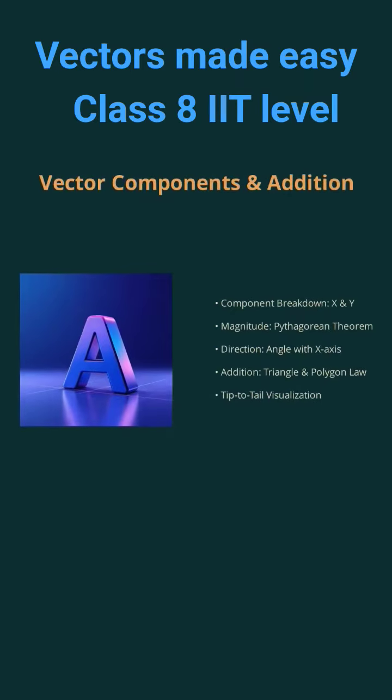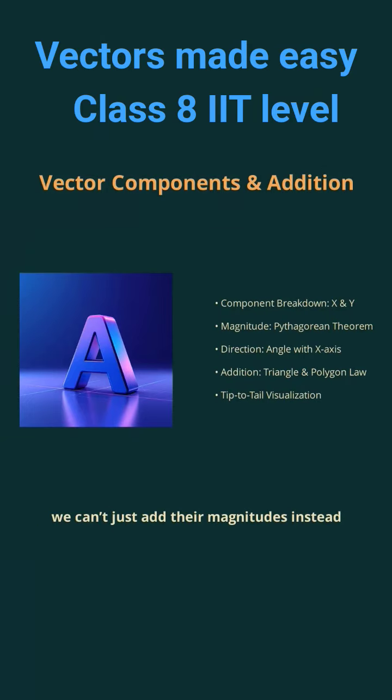To work with vectors mathematically, we break them into components along the x and y axes. For example, a vector from point A to B can be split into horizontal and vertical parts, making calculations easier. The magnitude is found using the Pythagorean theorem, while the direction is given by the angle with the x-axis.